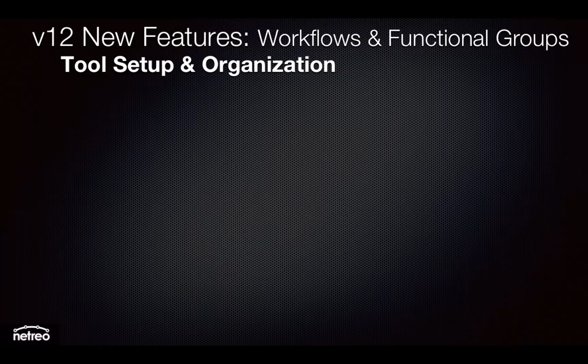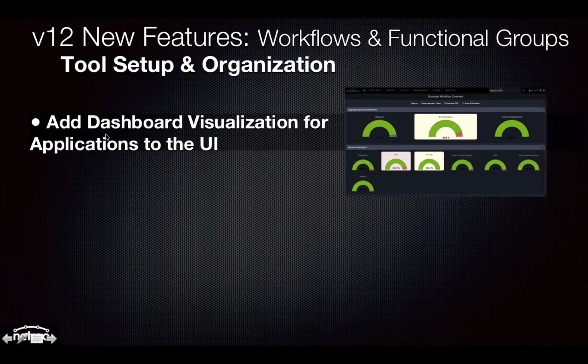In addition to other properties of strategic groups, in version 12, we've taken things a little bit further here. There's now the concept of business workflows and functional groups. A strategic group still exists, but it has two components to it. The first is called a business workflow and can be thought of as the UI component of the strategic group.